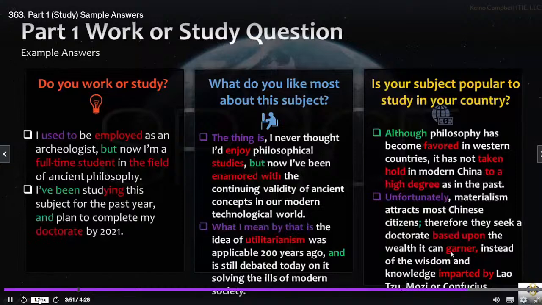"Garner," which is money, which means like earning. Another good vocabulary word there. Another good phrase, "imparted by." Those are the kind of phrases that you want to be able to use, the type of language you want to be able to use to really, really increase your score. Okay?